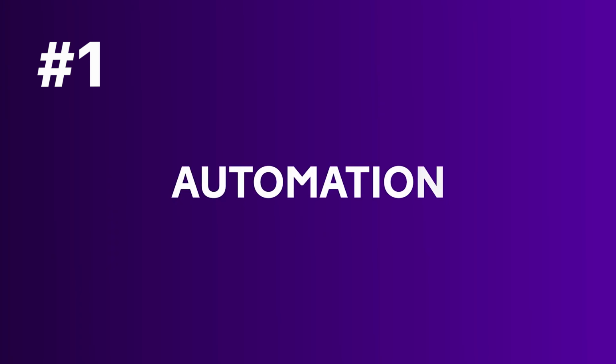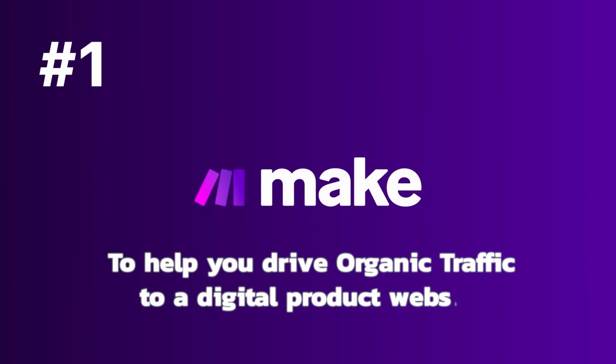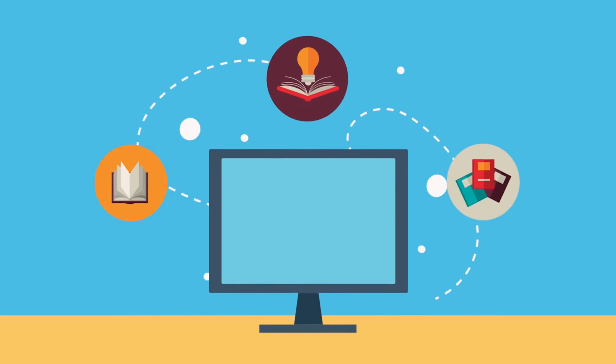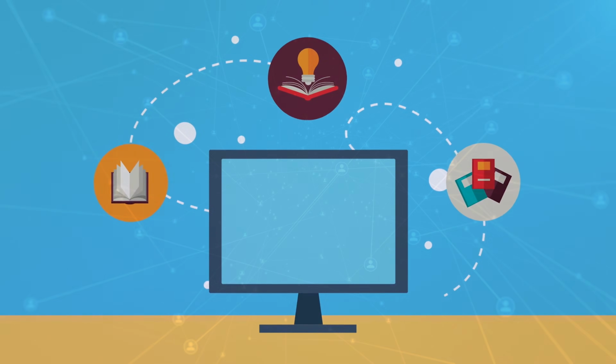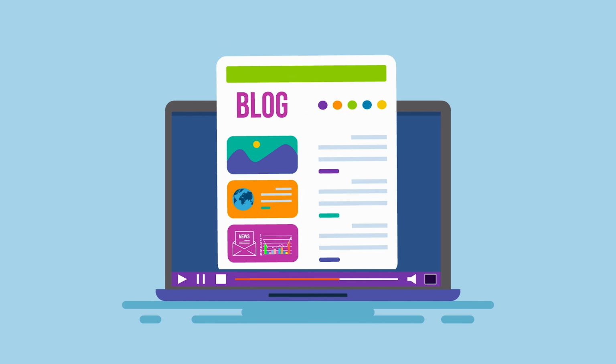But we're going to jump straight into one of the first automations that you can use with Make.com, which is going to help you drive organic traffic to a digital product website. If you're someone that's built a website that is selling digital products or even physical products and you want to get organic traffic to that site, one of the best ways that you can do it is with blog articles.